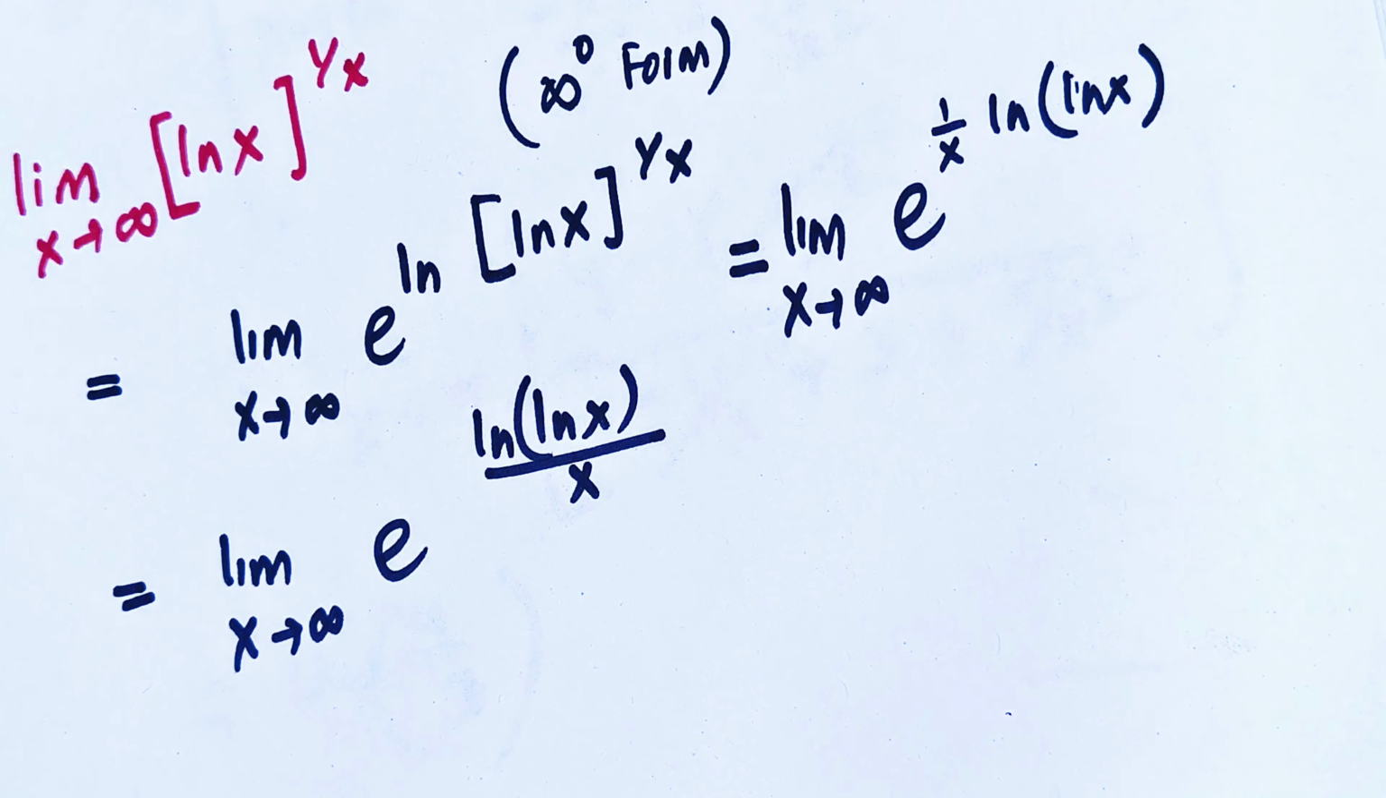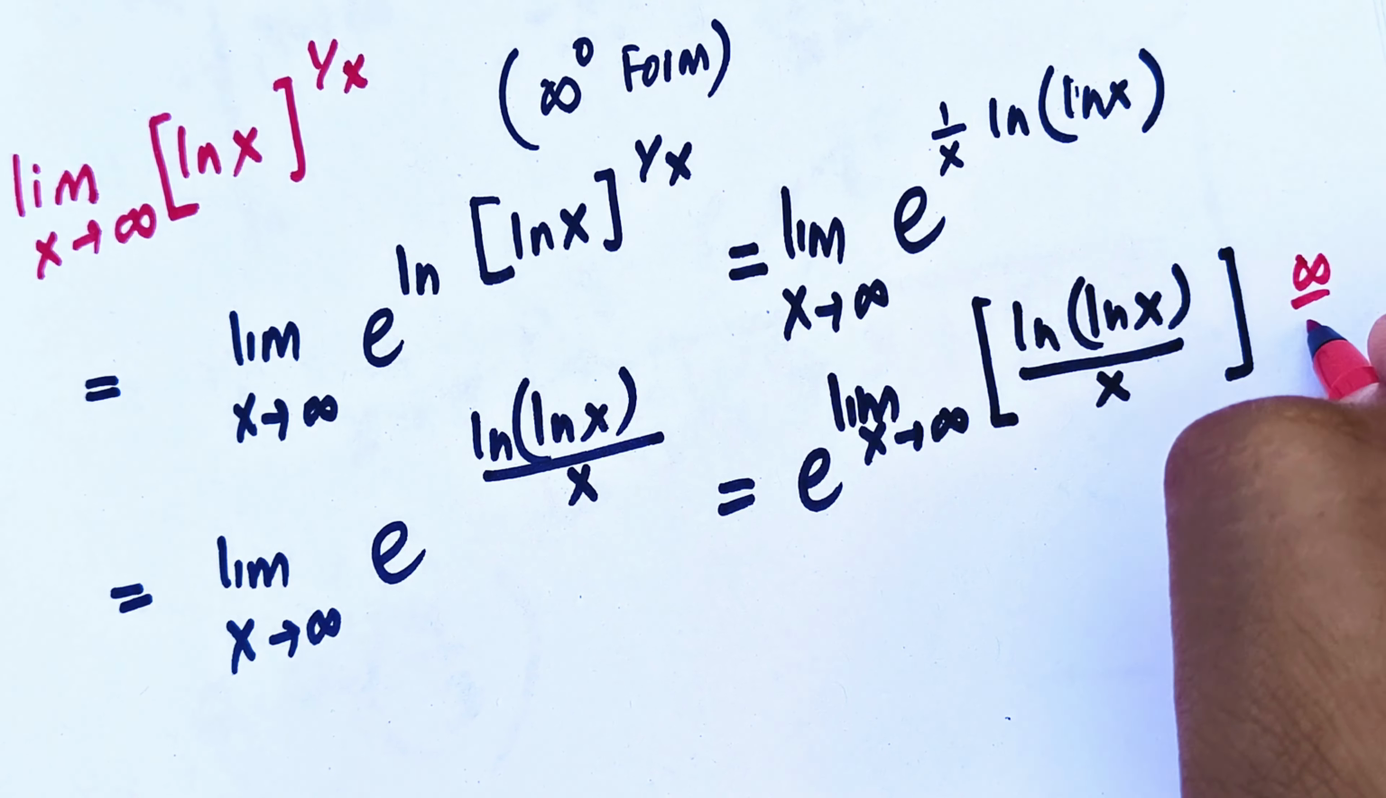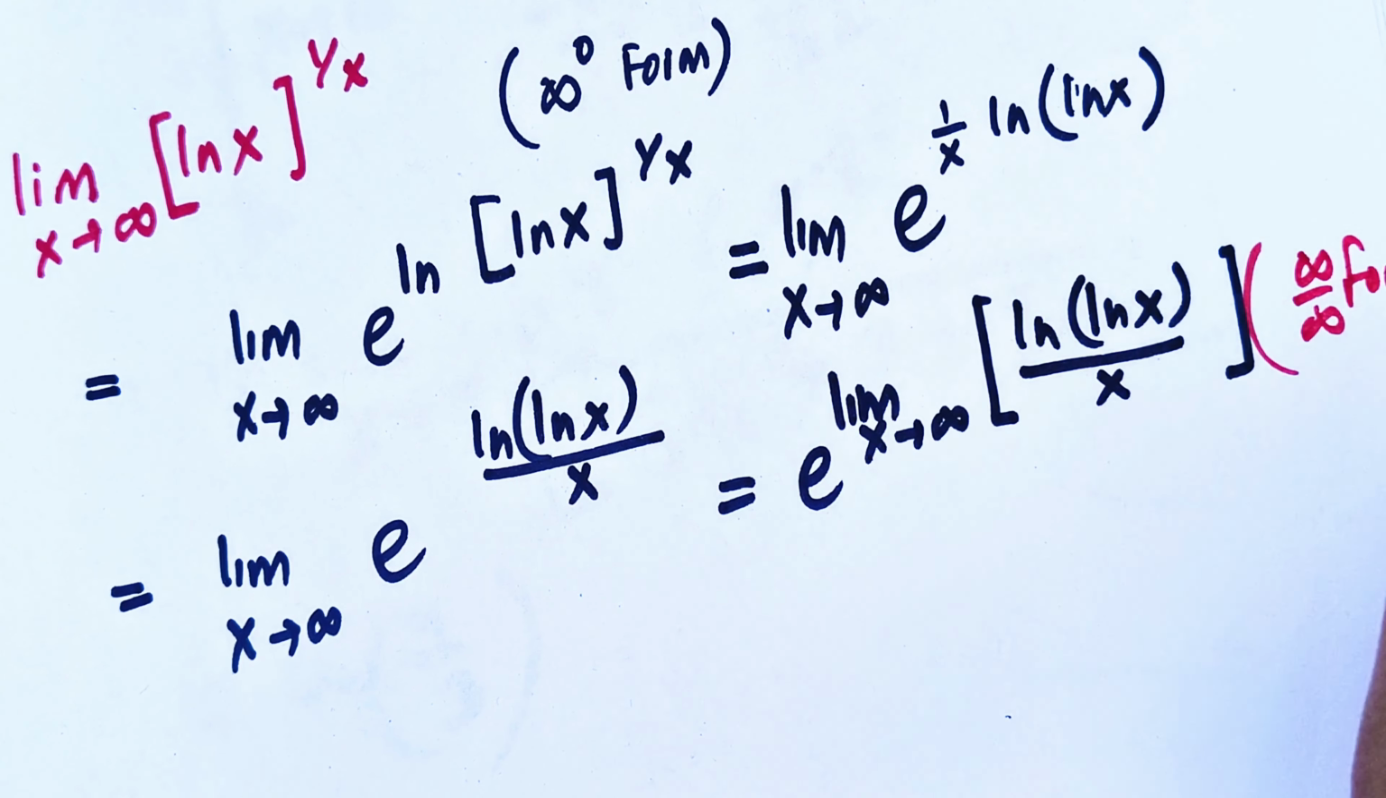When x goes to infinity, ln x will go to infinity, and this will go to infinity, implies ln of that quantity will also go to infinity. X goes to infinity, so this is in infinity over infinity form. So we can apply L'Hopital's rule.